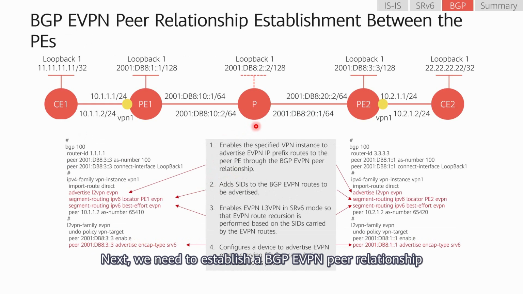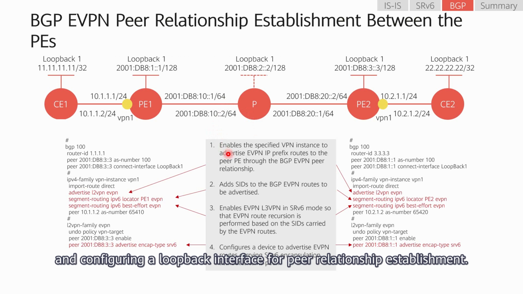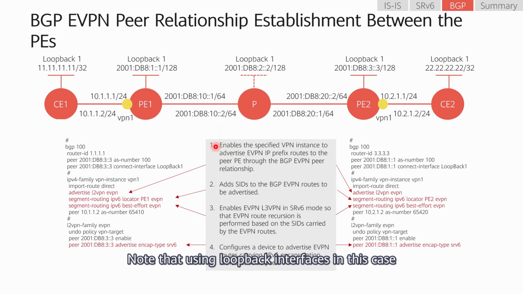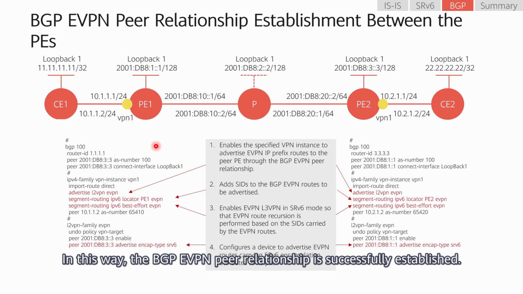Next, we need to establish a BGP-EVPN peer relationship between the PEs to transmit the routing information of the CEs. This involves specifying an IPv6 peer and configuring a loopback interface for peer relationship establishment. Note that using loopback interfaces in this case improves the robustness of the BGP peer relationships. Following that, we need to enable the peer in the L3VPN EVPN address family. In this way, the BGP-EVPN peer relationship is successfully established.